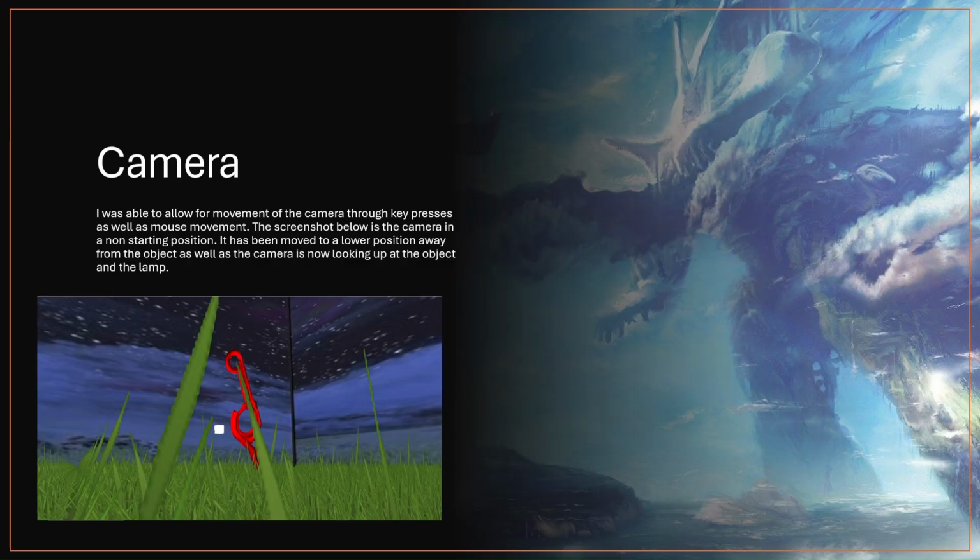So the next thing I was able to implement was the camera. I was able to allow for movement of the camera through key presses as well as mouse movement. The screenshot below is the camera in a non-starting position. It has been moved to a lower position away from the object, as well as the camera is now looking up at the object and the lamp, as you can see here.